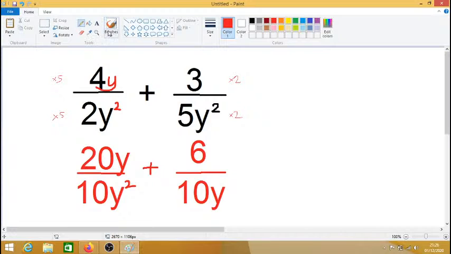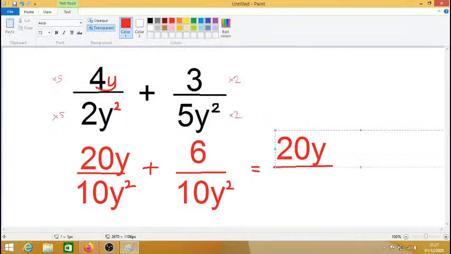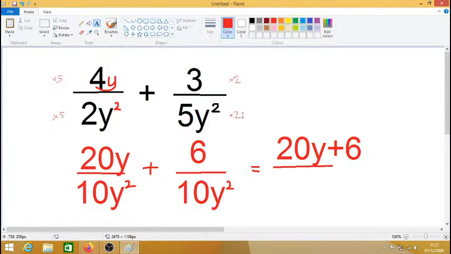And now we're good to do what we normally do. If we have the denominator the same, then I can keep the denominator as 10y squared. And on the top, I just need to add what I see. I've got 20y added to 6, so I can just write that as 20y, add 6. Let's get this line a bit longer. And on the bottom, I've got 10y squared, so I can just copy that.